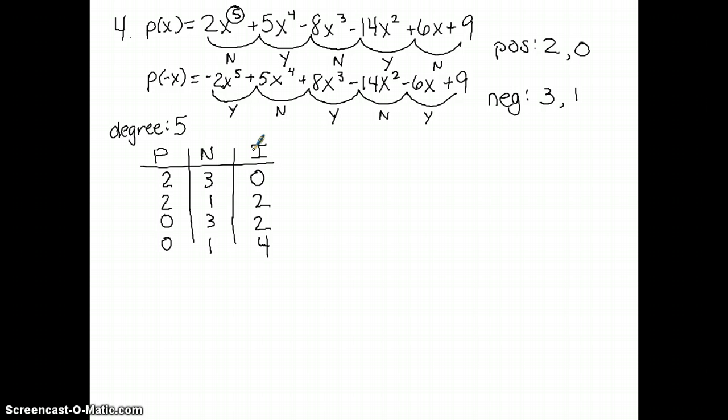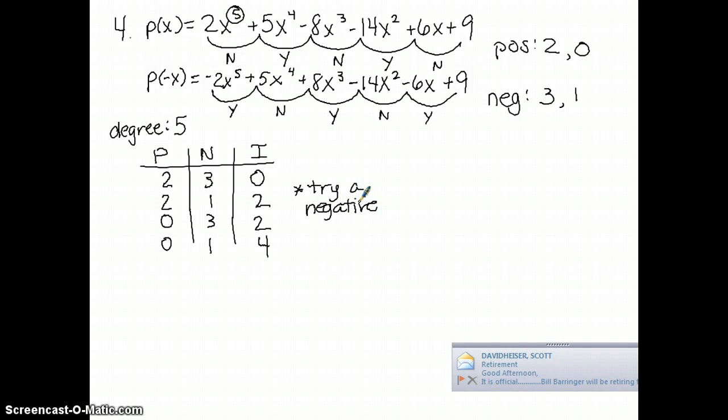So if I were Descartes, what would he suggest that I try first? Positive or negative? Negative. Yeah, because you're guaranteed a negative, but you might not get a positive for this. So he would suggest try a negative.